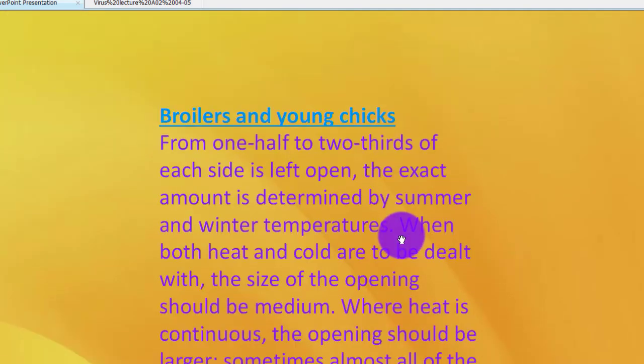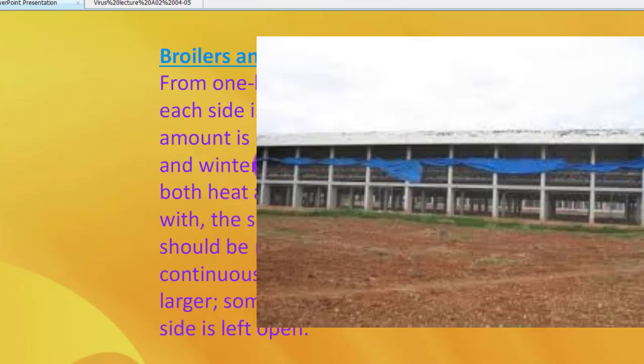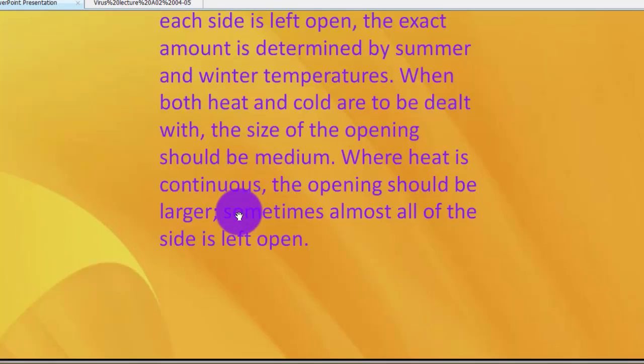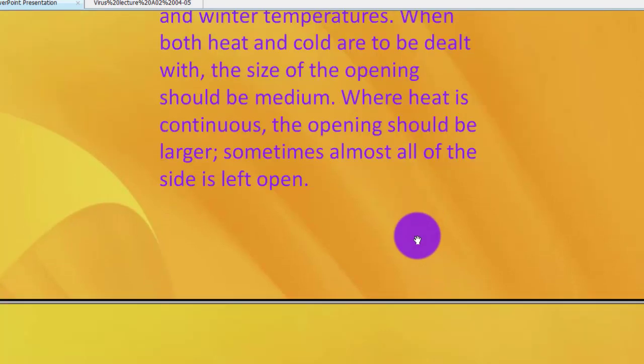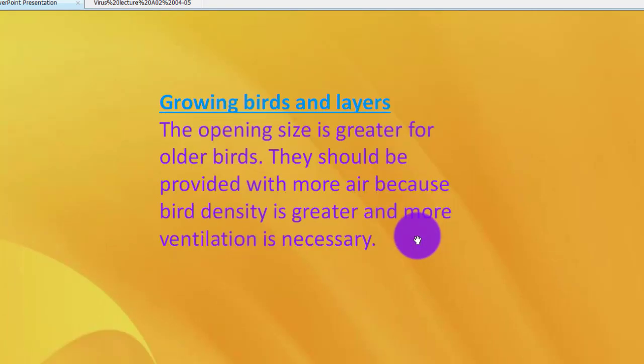For broilers and young chicks, from 1/2 to 2/3 of each side is left open. The exact amount is determined by summer and winter temperature, since both heat and cold are to be dealt with. Where heat is continuous, the opening should be larger. Sometimes almost all of the side is left open. For adult birds and layers, the opening size is greater.